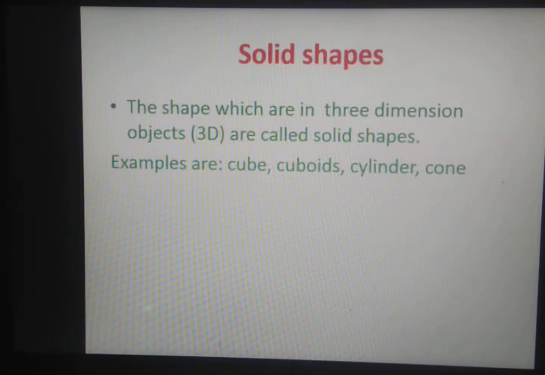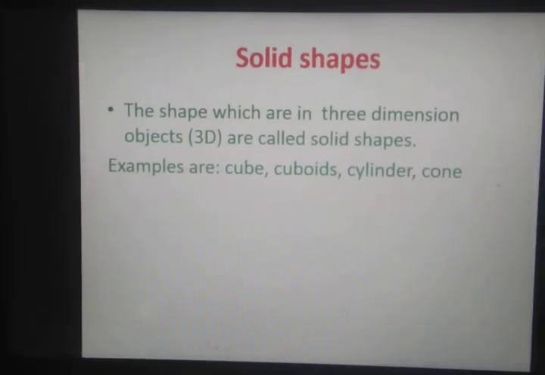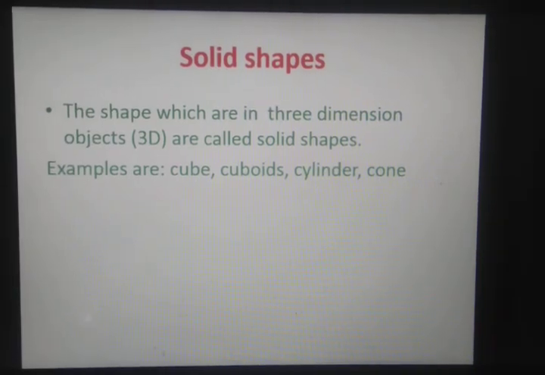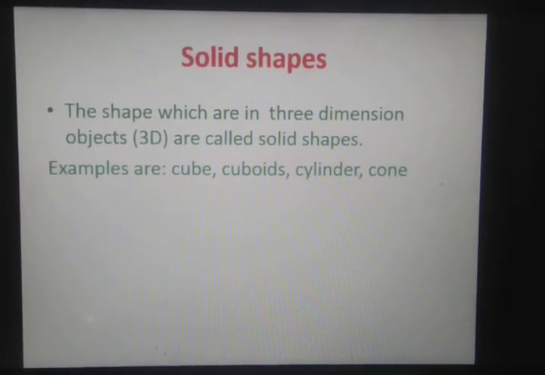Now the next shape type is solid shapes. What is the definition of solid shapes? The shapes which are three-dimensional objects, or 3D objects, are called solid shapes. Examples are cube, cuboid, cylinder, cone.